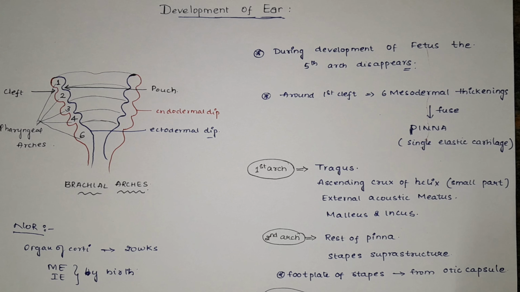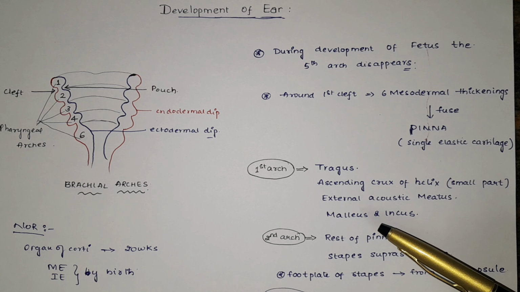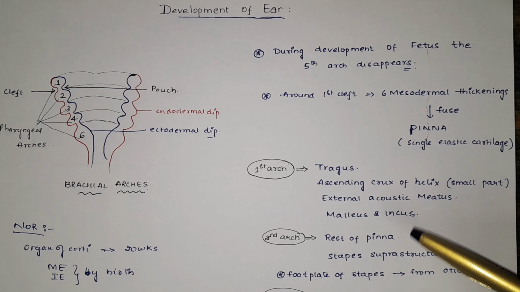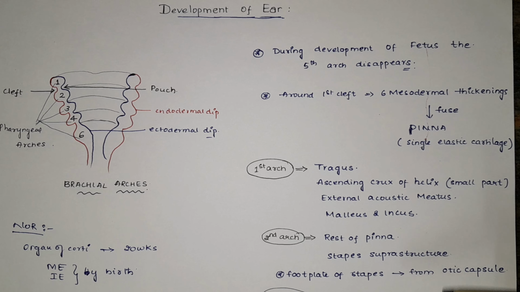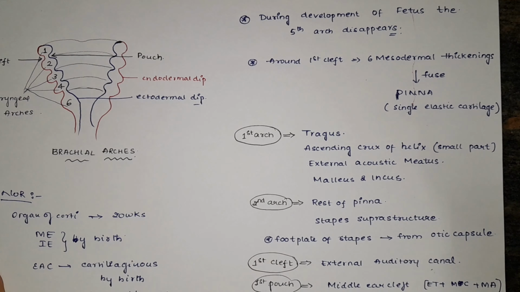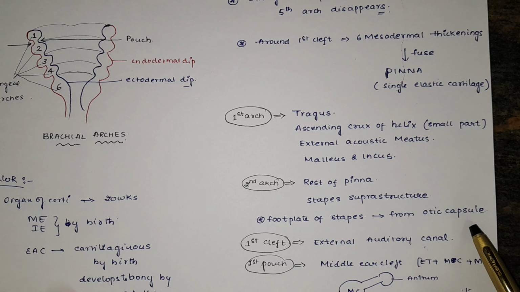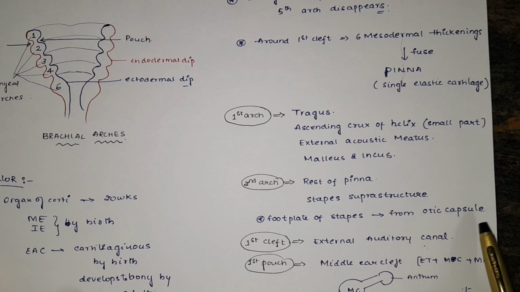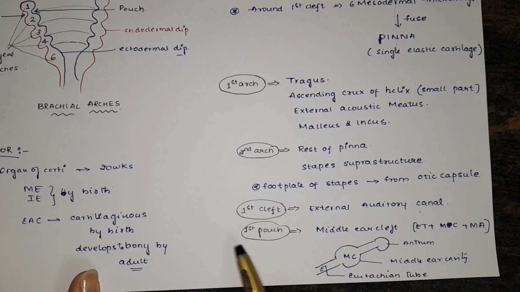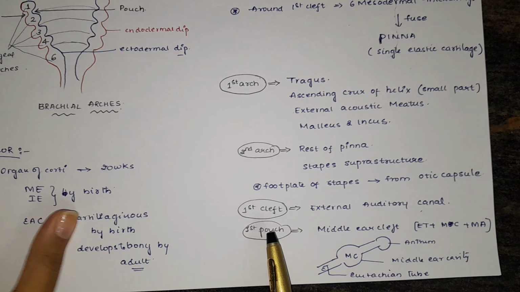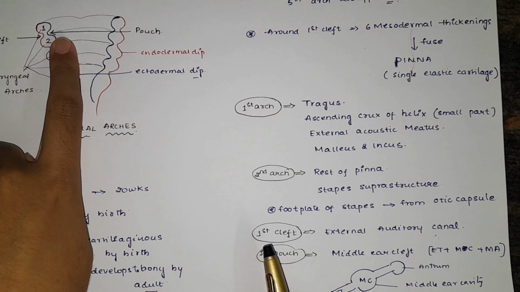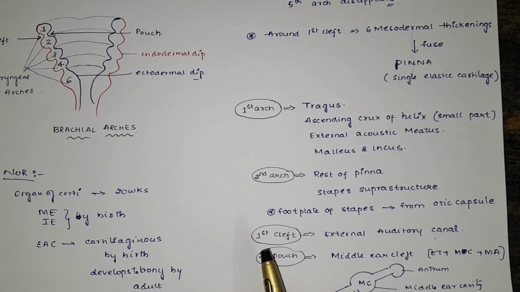And we all know the ossicles, right? Malleus, incus, and stapes. The malleus and incus are developed from the first arch, and the stapes superstructure is developed from the second arch. The otic capsule is actually part of the inner ear. The footplate is developed from the otic capsule. And the first cleft, we all discussed, this is the cleft and this is the pouch. This is the first cleft and this is the first pouch.